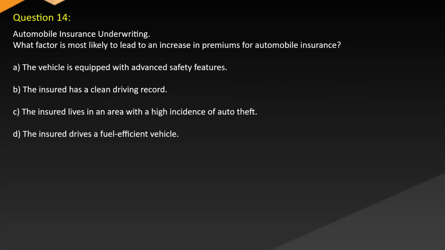Question 14. Automobile insurance underwriting. What factor is most likely to lead to an increase in premiums for automobile insurance? A. The vehicle is equipped with advanced safety features. B. The insured has a clean driving record. C. The insured lives in an area with a high incidence of auto theft. D. The insured drives a fuel-efficient vehicle.